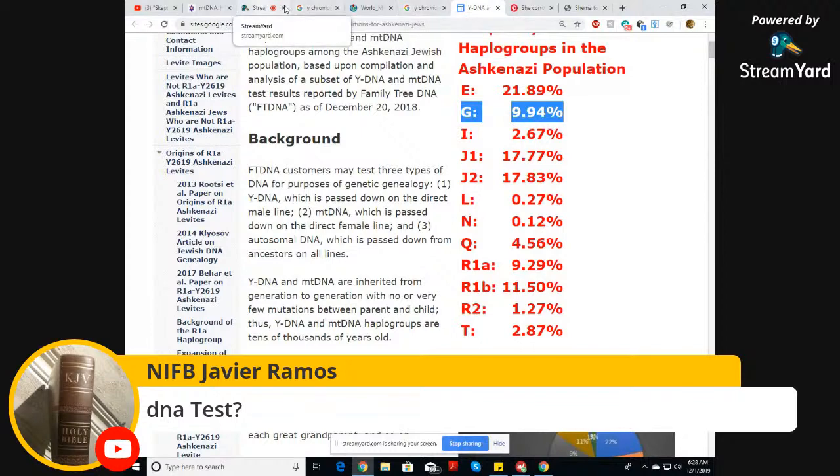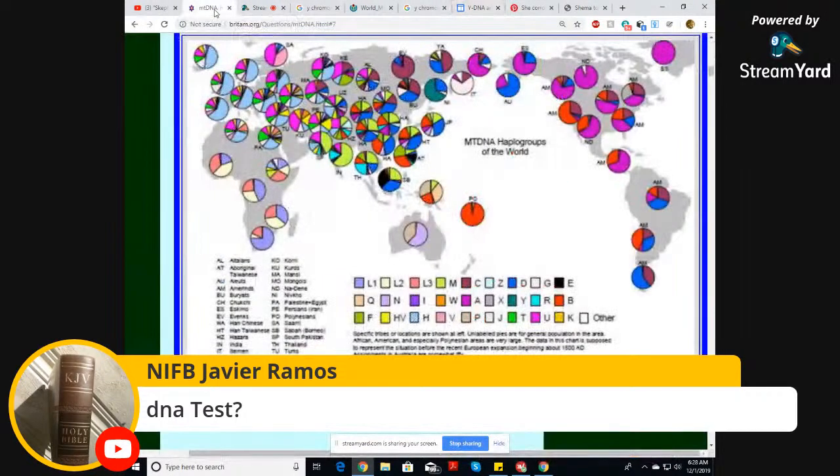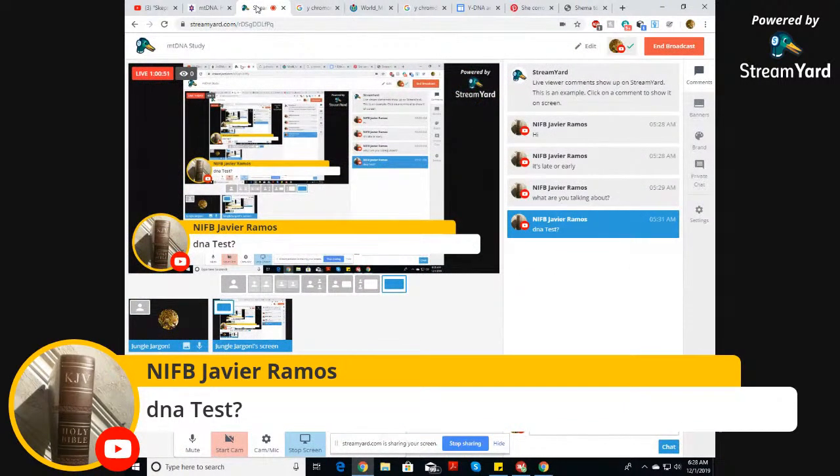So that's pretty much that. So I was studying mtDNA, but I got off on a rabbit trail. Not that it makes all the difference in the world. No more comments at this point.